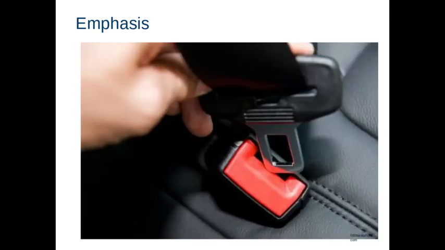Great example is the seatbelt. That red buckle there is intentionally made that color to stand out from everything around it. Because unless you've got red seats, that's going to look a lot different.